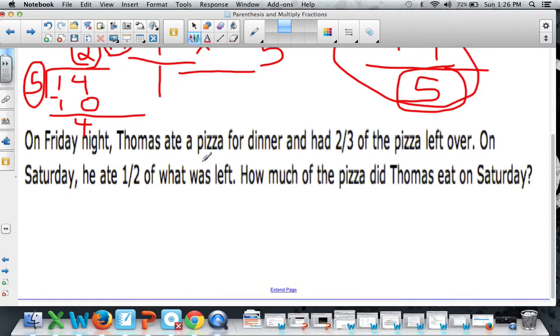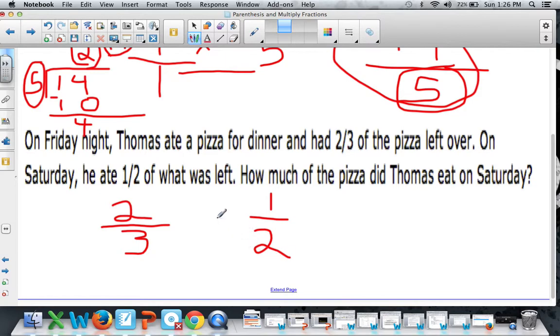Why not? On Friday night, Thomas ate a pizza for dinner and had 2/3 of the pizza left over. On Saturday, he ate half of what was left. How much of the pizza did Thomas eat on Saturday? Hard to tell, but this is multiplication again. How do you tell? I mean, it's really hard to create a division fraction word problem. Most of the time, fractions will be, in word problems, multiplied by each other, or added or subtracted.